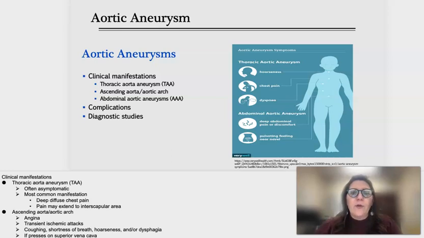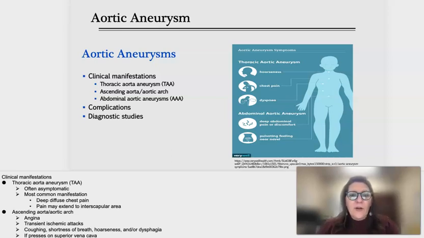Aortic aneurysm, so thoracic, ascending, or abdominal. So the thoracic, usually people have no symptoms. The most common manifestation is just like a deep, diffuse pain, like for some reason it hurts. They'll be like, why does it hurt? And the pain may extend to like the interscapular area.